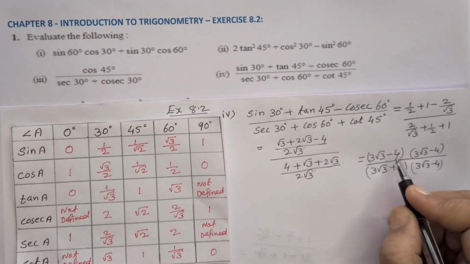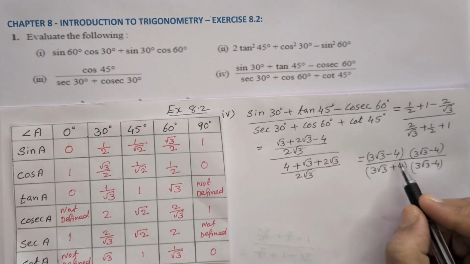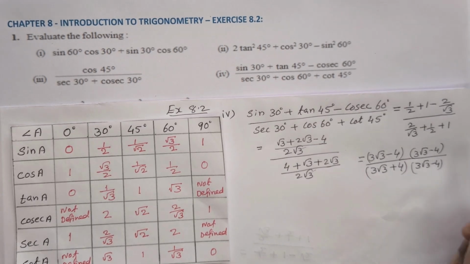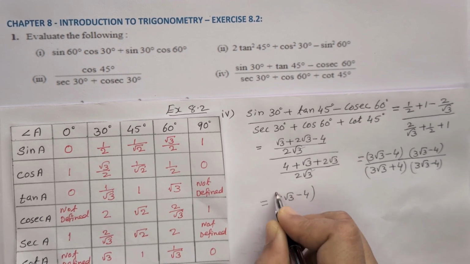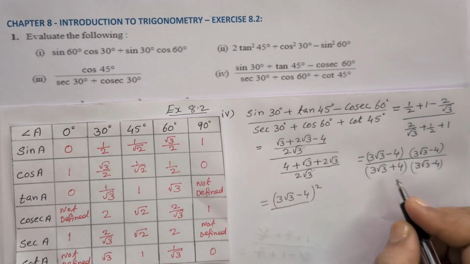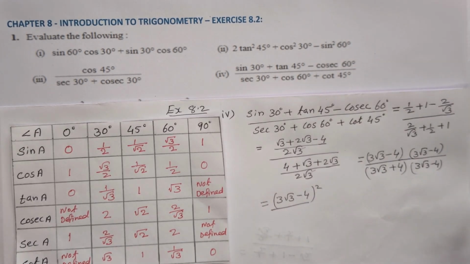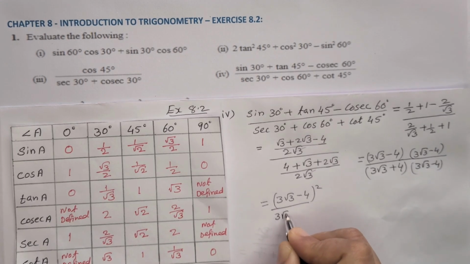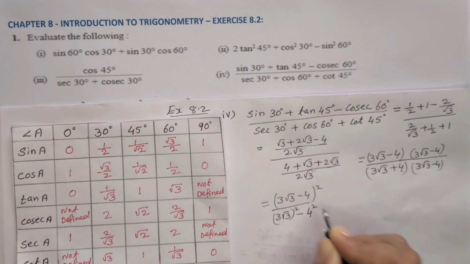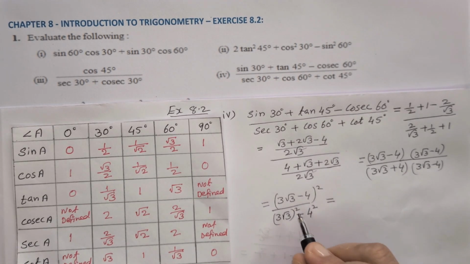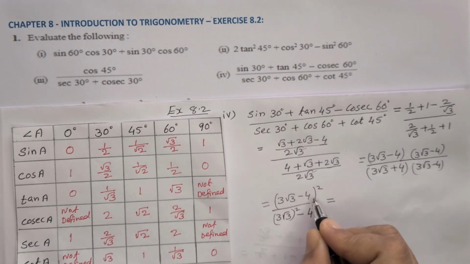Now we can see this in the numerator is in the form a minus b, the whole square. So we can write according to that 3 root 3 minus 4 the whole square, divided by this, the form a plus b into a minus b, which means a square minus b square. Here a means 3 root 3, a square minus b square, that is 4 square. When we are opening this a minus b the whole square, it is a square minus 2ab plus b square.